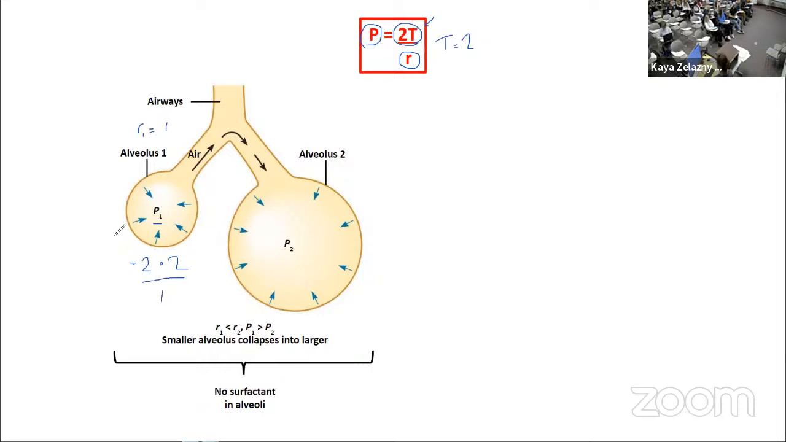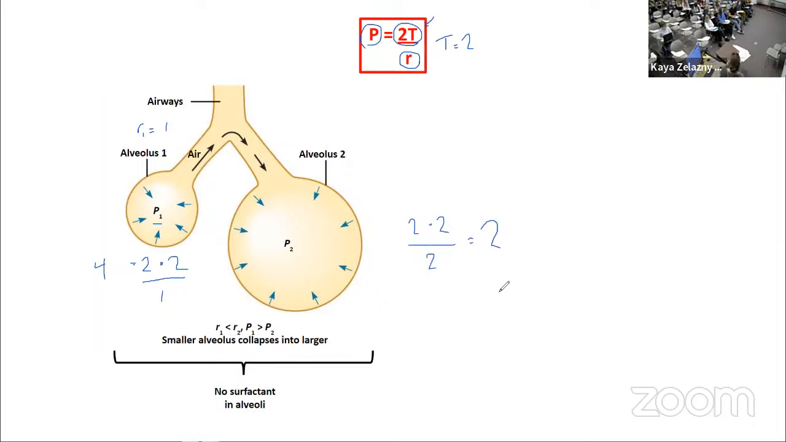So that gives us a pressure of 4. That would be our P1 for this smaller alveolus. For this larger alveolus, we're going to calculate the same sort of relationship between radius and tension to get the pressure. So we calculate P2 as 2, just a constant, times this constant tension that we're picking for this example. And we'll say that this radius is double, because it's bigger. So 2 times 2 is 4, divided by 2, and we have a pressure, P2, of 2.